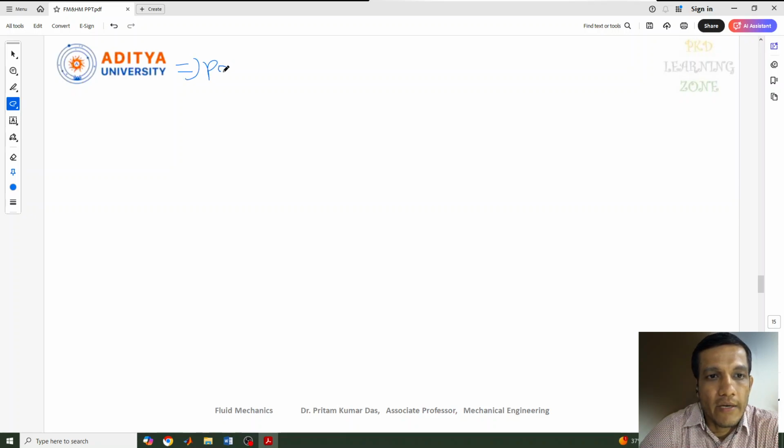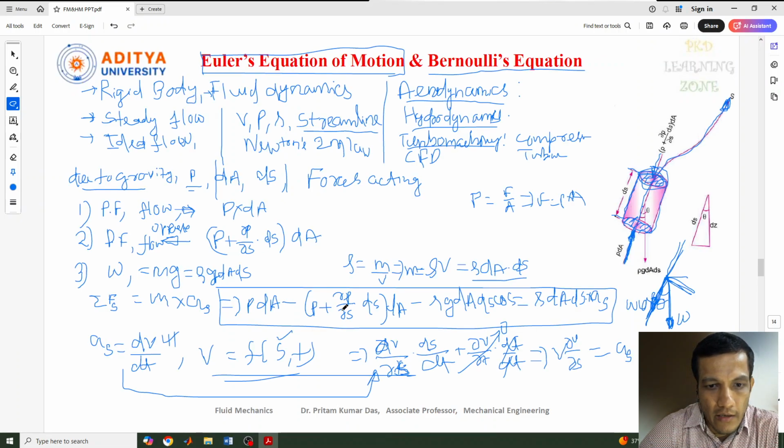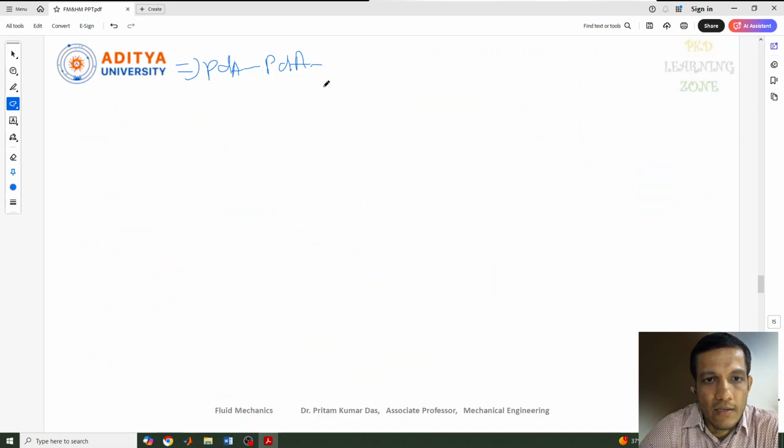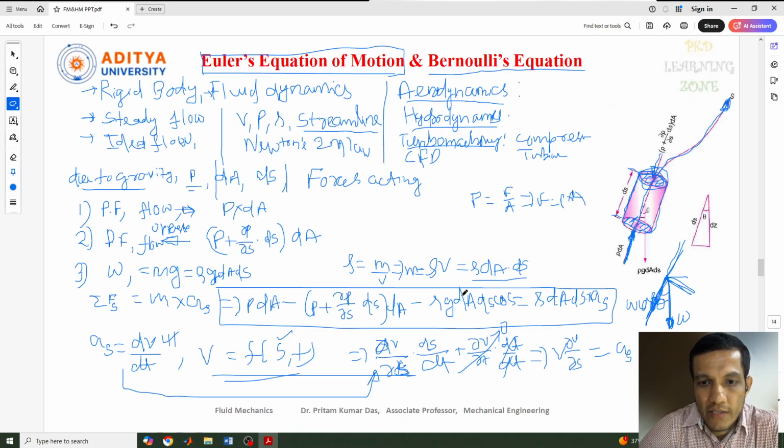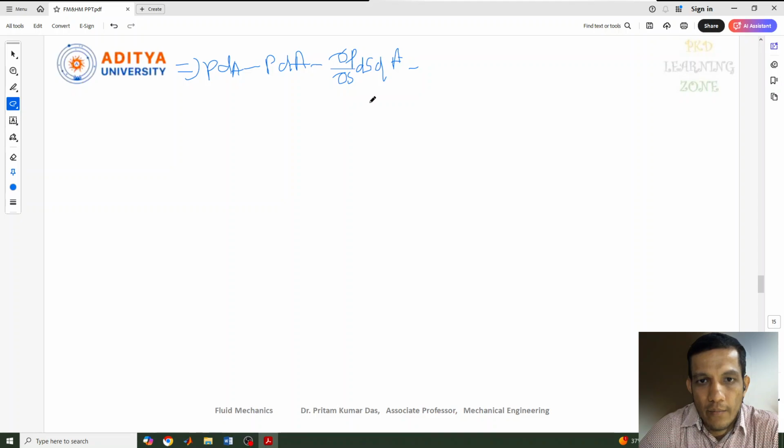Here, PDA minus, again I'll just elaborate this equation. Again it will come: PDA minus del P by del S ds dA, minus rho g dA ds cos theta equal to mass into acceleration.